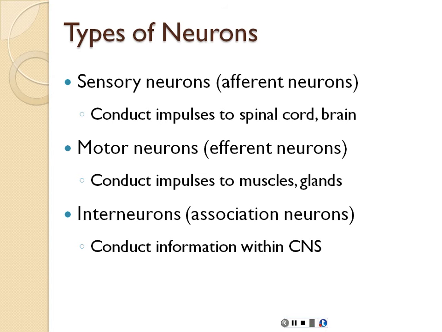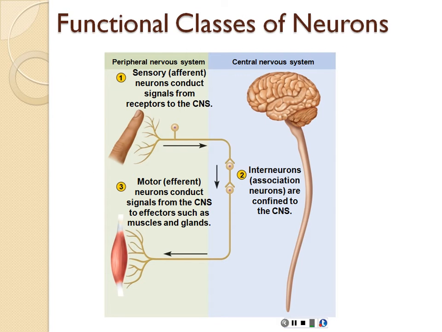A motor neuron transmits a signal from CNS to effector. So we're just saying the same thing as those divisions, sensory division, motor division. The sensory division has sensory neurons. The motor division has motor neurons. And then interneurons. The thing to know about interneurons is that these are the neurons that are going to stay within the CNS.